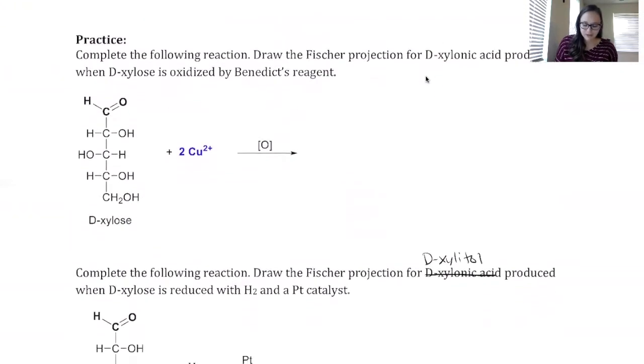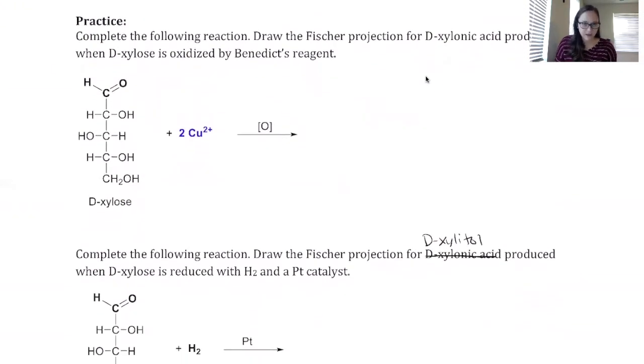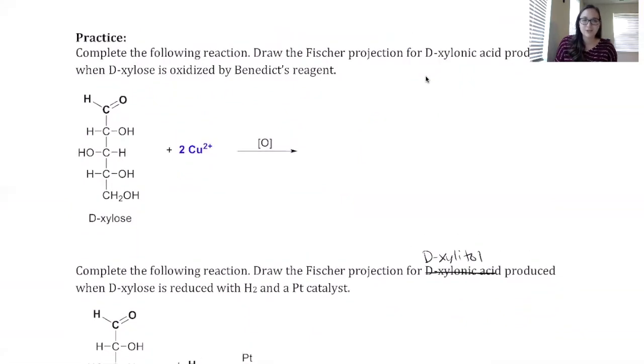Okay, so we're going to just go ahead and do these practice problems real quick. I do encourage you to try these on your own first and then go through the answers with me. But let's go ahead and look at this first one. So complete the following reaction. Draw the Fischer projection for D-xylonic acid produced when D-xylose is oxidized by Benedict's reagent.